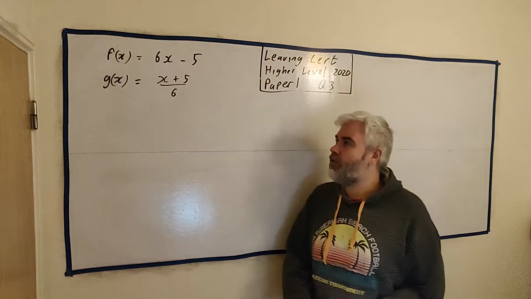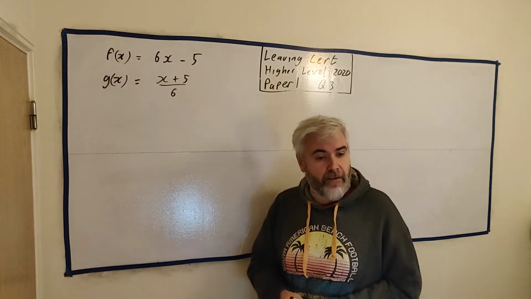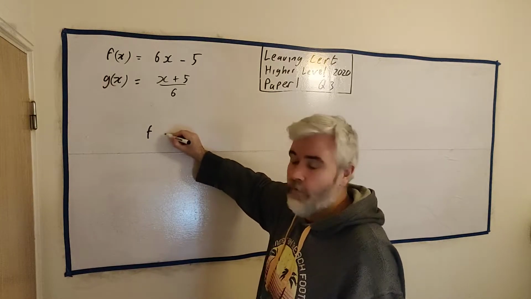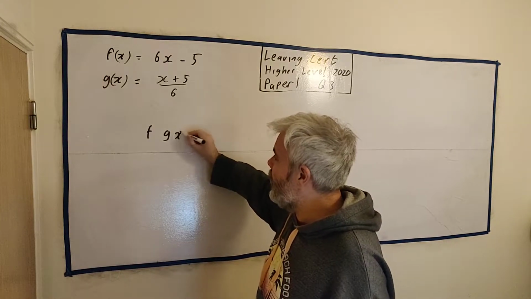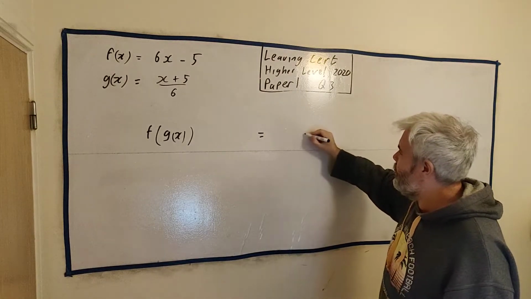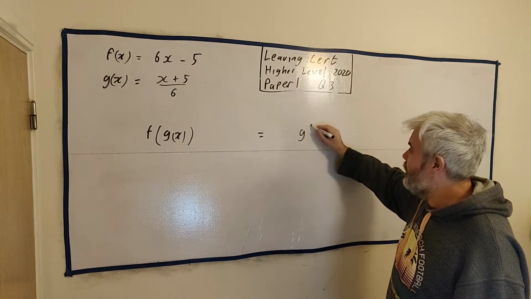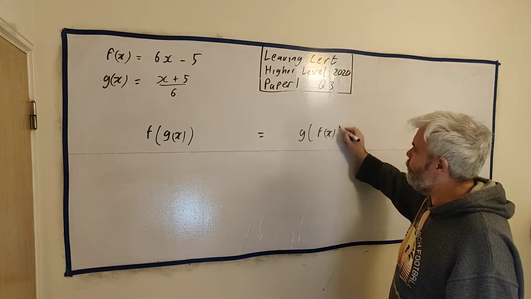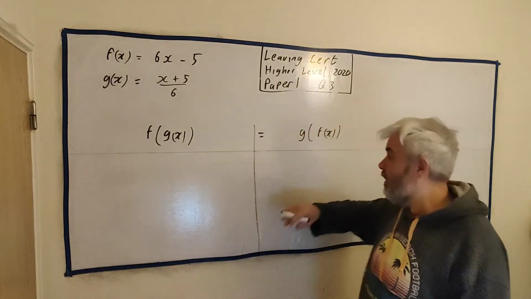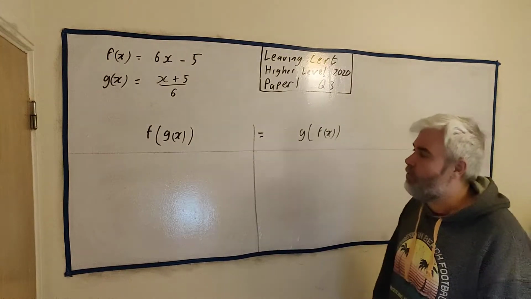In part A of this question, it gives us these two functions, f(x) and g(x), and it asks us to investigate whether f of g(x) is equal to g of f(x). To do this, let's simply find out what each of these is and see if they're equal to each other.